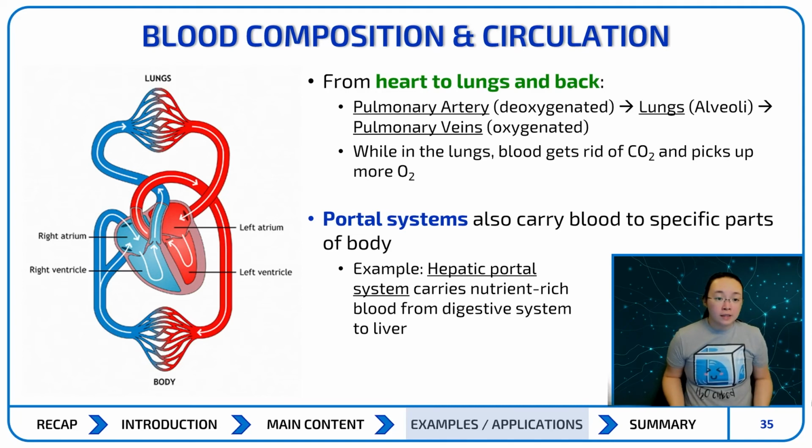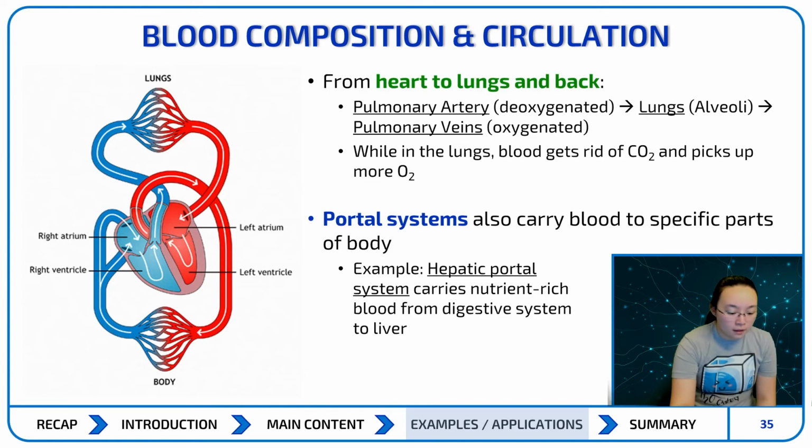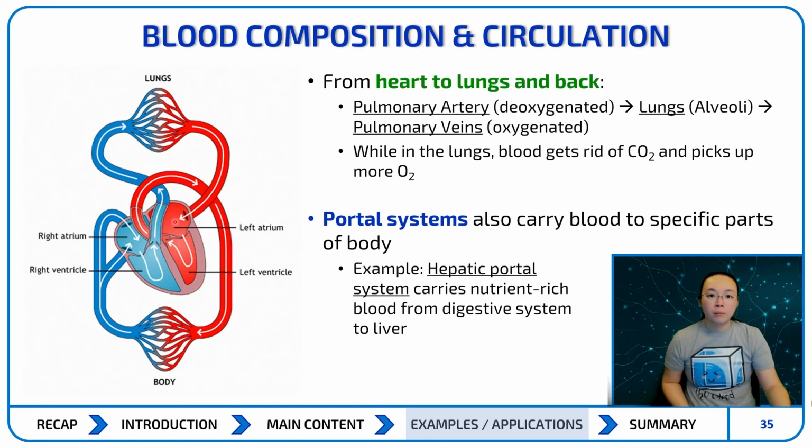Now, another way of looking at this is what happens if you're going from the heart to the lungs and back. Just some key terms. If we are looking here, there's a pulmonary artery over here that carries deoxygenated blood to the lungs. It goes to the alveoli, goes through air exchange, and then it goes through pulmonary veins, oxygenated, back to the heart. So while it's in the lungs, all you need to know for now is that the blood gets rid of carbon dioxide and picks up more oxygen.